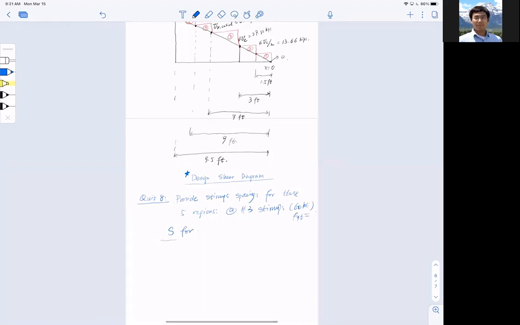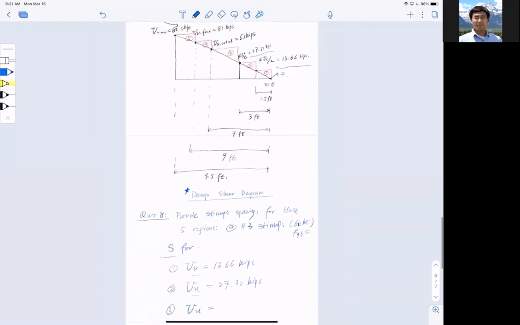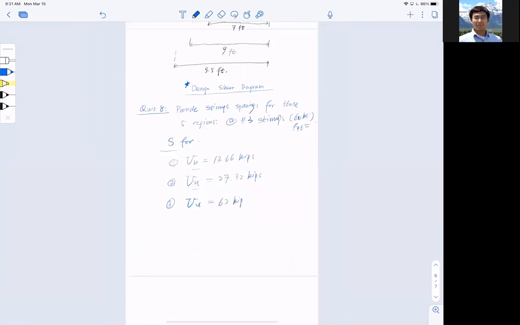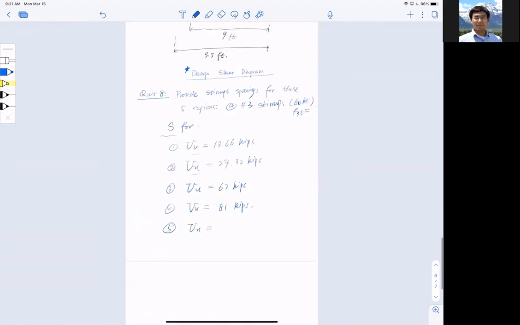Essentially, it is the spacing for: 1, Vu equal to 13.66 kips; 2, Vu equal to 27.32 kips; number 3, Vu equal to, let me check, 63 kips; number 4, Vu equal to 81 kips; and number 5, Vu equal to 85.5 kips. All right, so I want you to design for this.